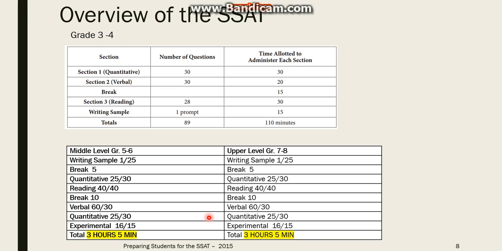And then finally next they get into the quantitative section, which is more math. 25 and 30 again, same as the first one. And then finally, there are 16 questions to finish in the experimental section. The experimental section is not scored, but it is a section of the test that they have to do. And what it seems like that is for is probably for SSAT to norm these against how the students do and then use these in future tests.